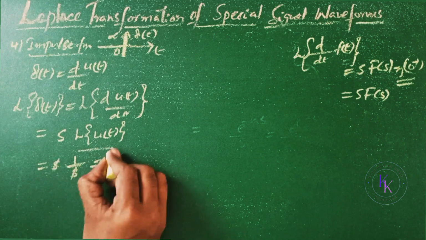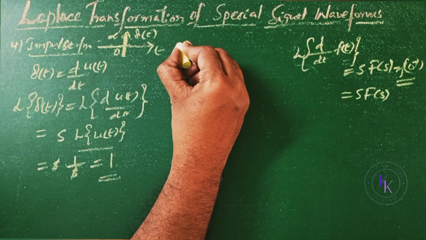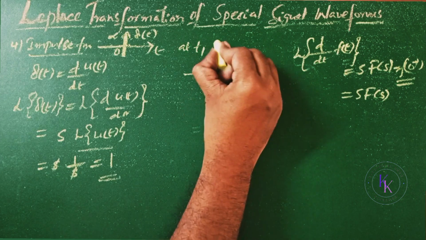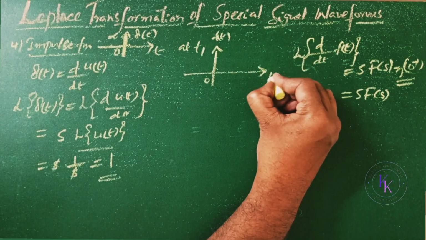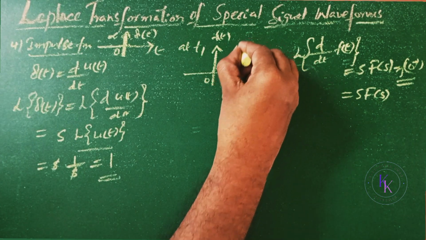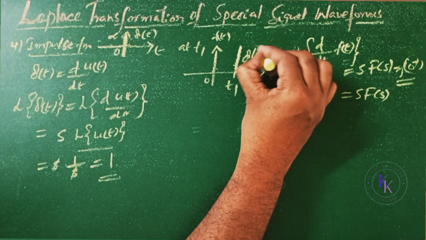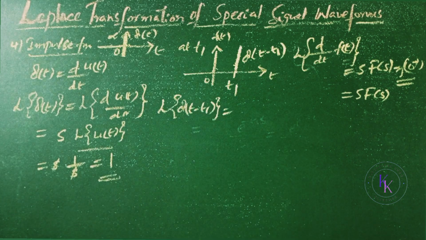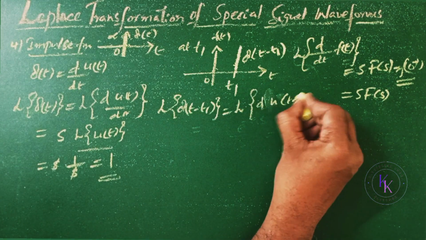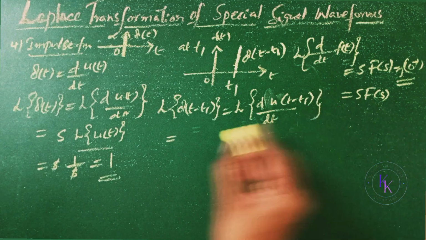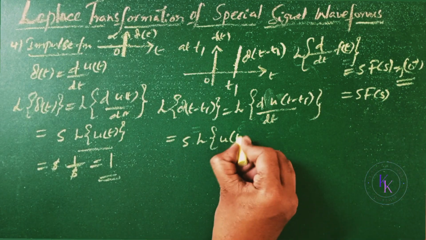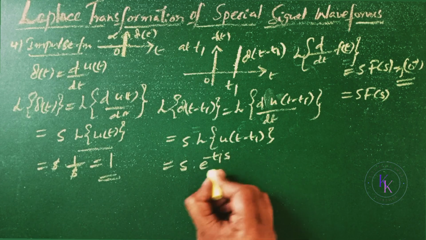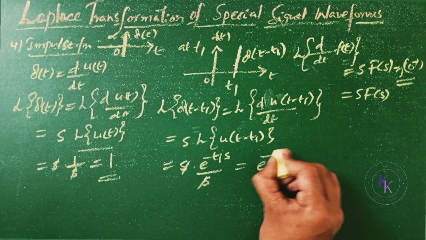So this value equals 1. If the impulse function occurs at t1, let this be t1, and this is an impulse function, delta t minus t1. Then Laplace transform of delta t minus t1 is given by Laplace transform of du of t minus t1 divided by dt. Then from the basic formula, s times Laplace transform of u of t minus t1. For the unit step function, we are going to get e power minus t1 s divided by s, so it equals e power minus t1 s.